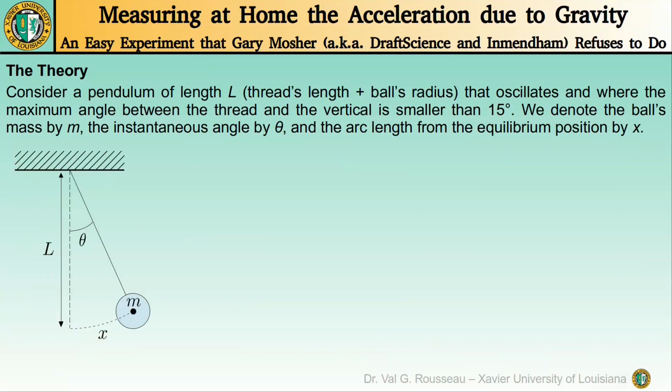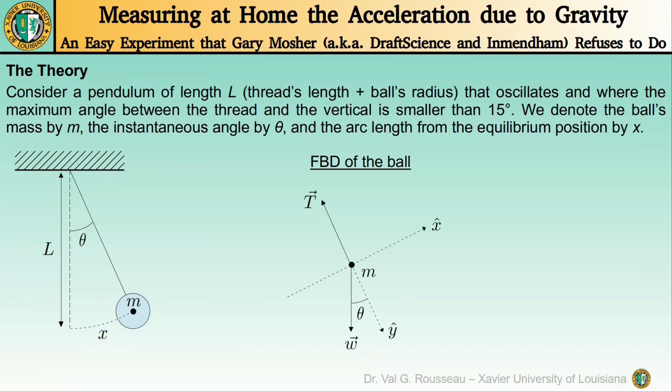Let us start with some theory which we are going to experimentally test. We consider here a pendulum that oscillates and that makes an angle theta with the vertical that remains smaller than 15 degrees. We assume that the mass of the thread is negligible and we call m the ball's mass. As the pendulum oscillates, the ball travels along an arc of length x from the equilibrium position. In order to analyze the ball's motion, we make a free body diagram of it. There are only 2 forces applied to it, its own weight and the tension in the string.